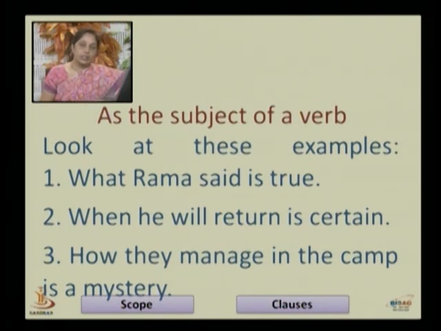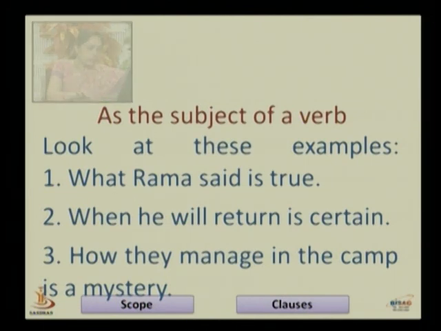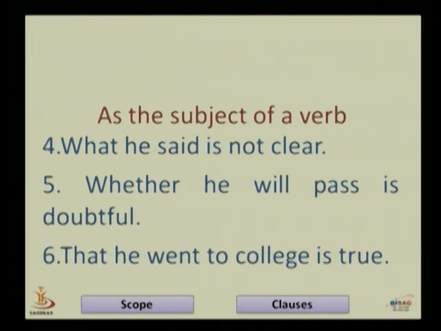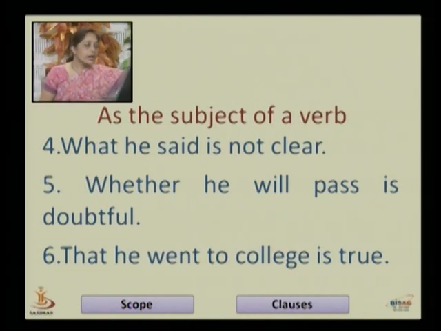How they manage in the camp is a mystery. Here it is the subject of is. The whole clause, how they manage in the camp, is the subordinate clause and functions as a subject, a noun clause. Next, a noun clause functions as the subject of a verb.